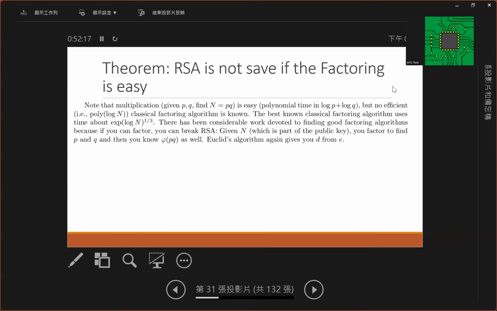Okay, so the theorem, I think I explained before. Actually, it's not safe if factoring is easy. And the reason is very simple, because if I know n, if I can factor it in terms of P and Q, then I get φ(n).